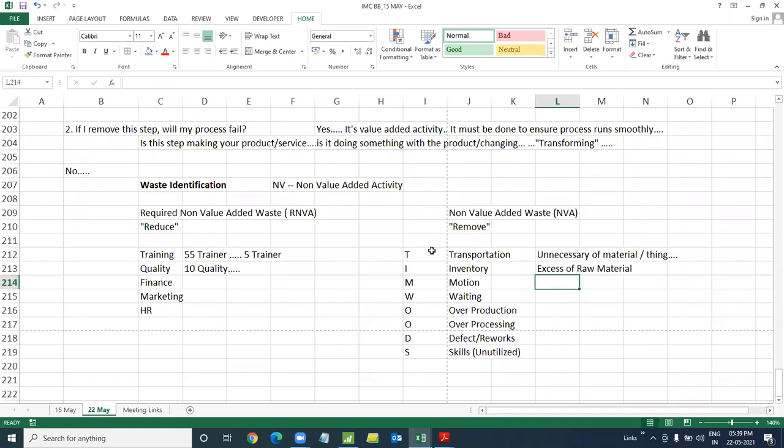Motion waste is, again, unnecessary movement of people. When you have to do too much movement to do your job, practically you're moving and that movement is not adding any value.